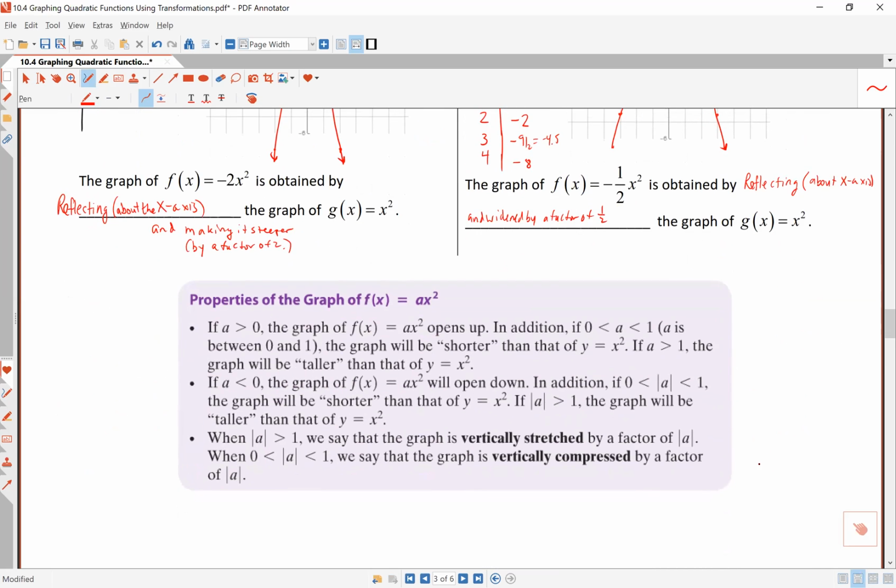So the properties of these graphs, ax squared: when a is positive, the graph is going to open up, and if a is less than 1 and greater than 0, the graph will be shorter than that of y equals x squared. Shorter is what I was calling widened. If a is greater than 1, then we say that it's taller. So original graph y equals x squared, shorter means it's below it. Taller means it's above it.